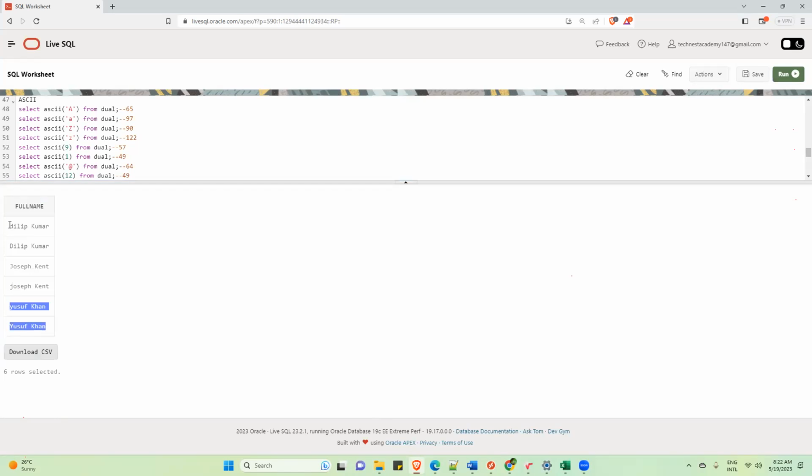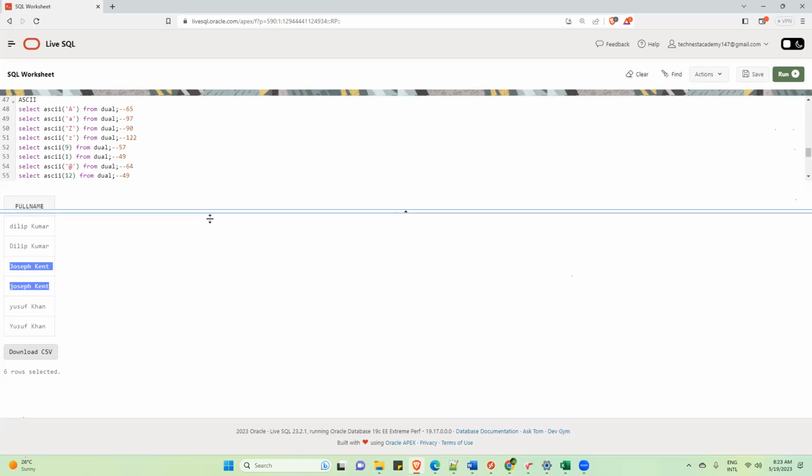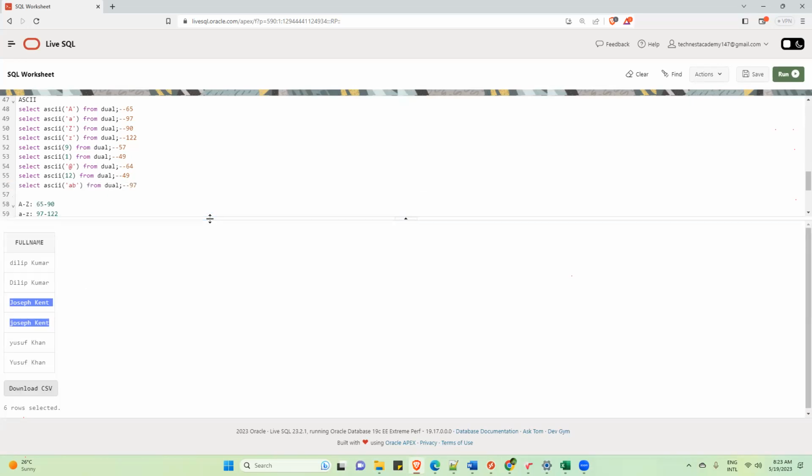Now you see in this Dilip Kumar, they have kept the lowercase d on top. But in Joseph Kent, they have kept the uppercase on top. Why? Because they both are actually the same, since you have mentioned upper. Okay. Is this clear? Yes. It is clear, everyone. Any question? Okay. No questions, right?